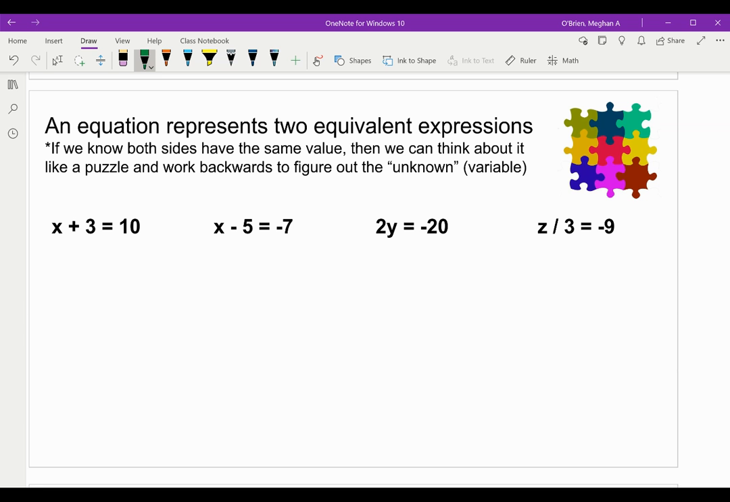Okay, just like with the hanger problems, we can kind of look at it as a puzzle and try to reason through what the weight of one of those unknowns would be to keep it in balance. So let's just look at equations by themselves. This first one, x plus 3 equals 10. Well, you probably already know what that would be because you know how to solve this puzzle.